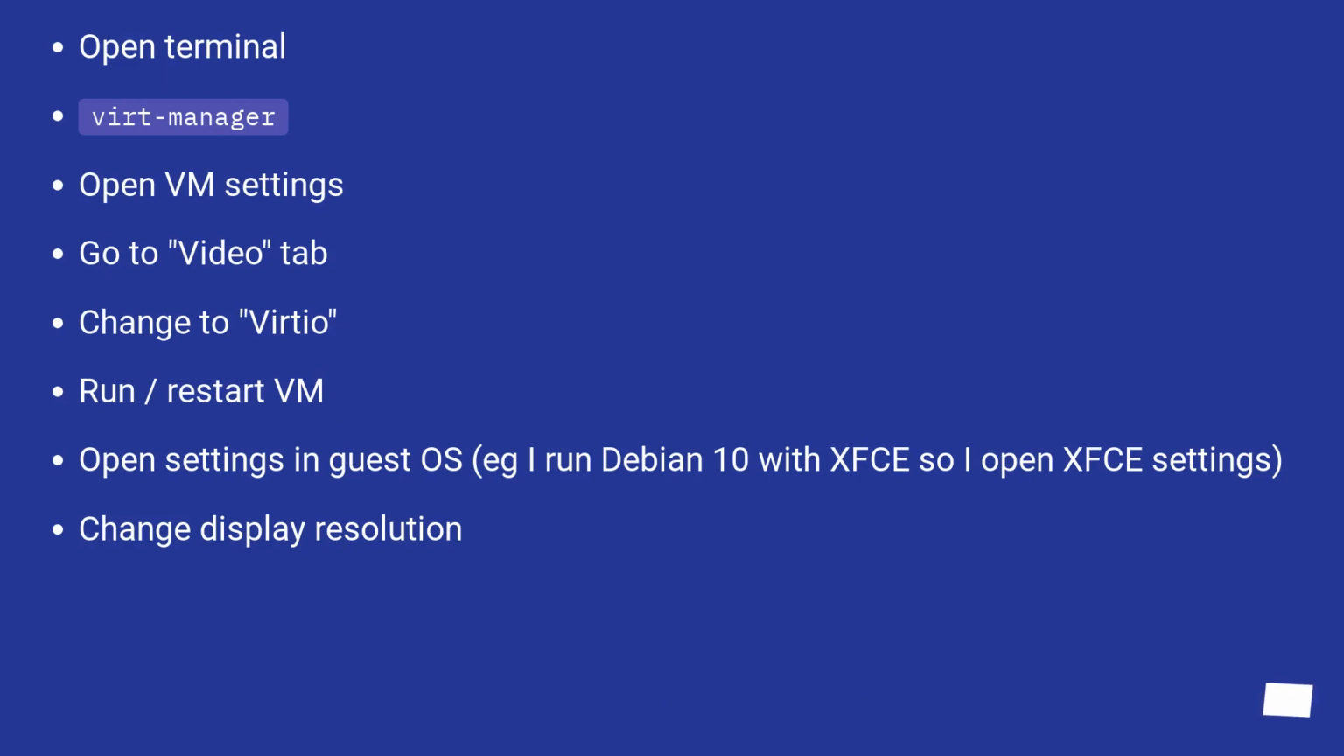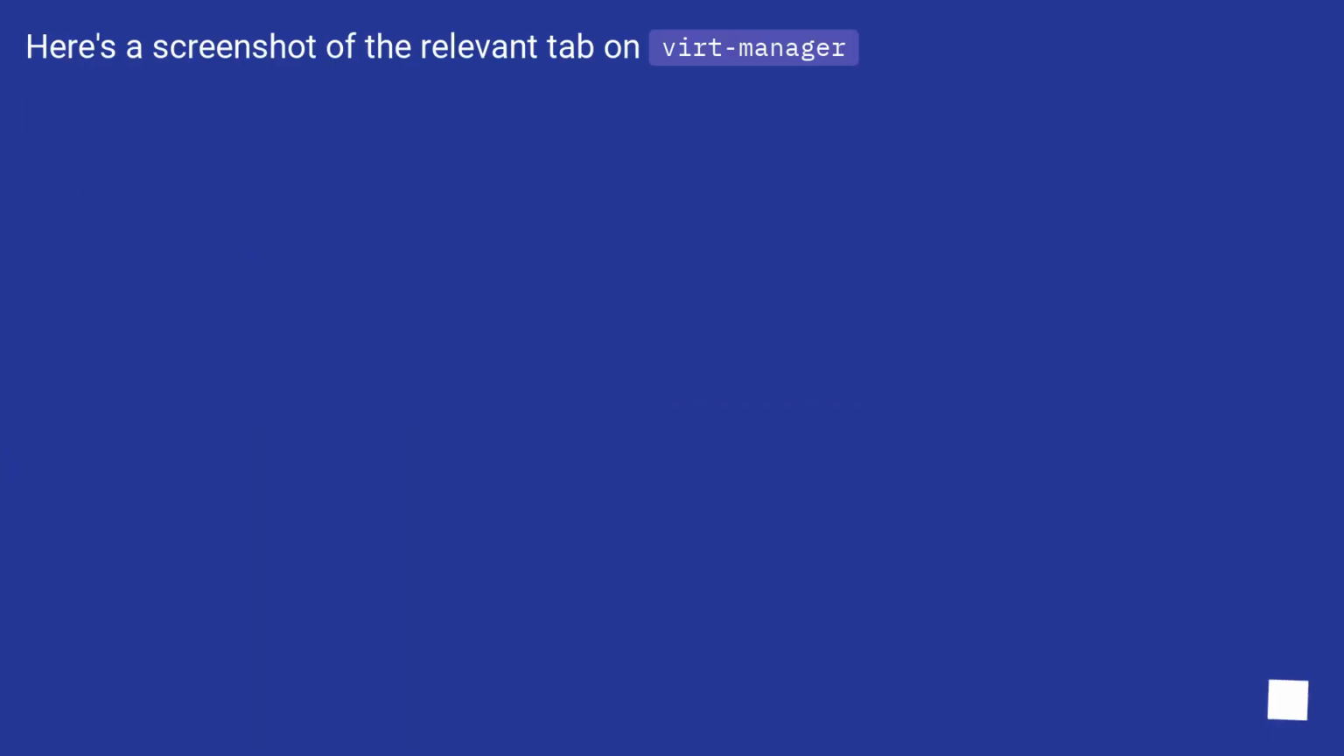Run, restart VM. Open Settings in the guest OS, e.g. I run Debian 10 with this, so I open Settings. Change Display Resolution. Here is a screenshot of the relevant tab in Virt Manager.